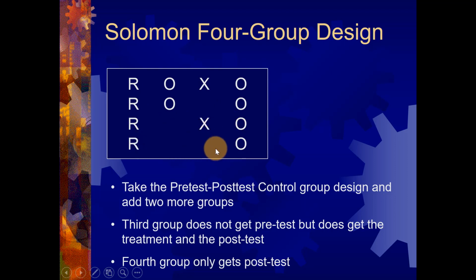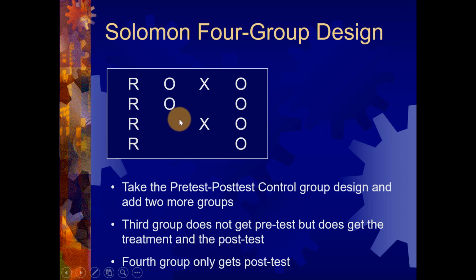So why would we want to do this, right? The pretest post-test control group design here was working wonderfully for us. Why add the extra hassle of getting 2 more groups to be in our study, or people to be in our study, and then assigning 2 more groups? Well, for a number of reasons.